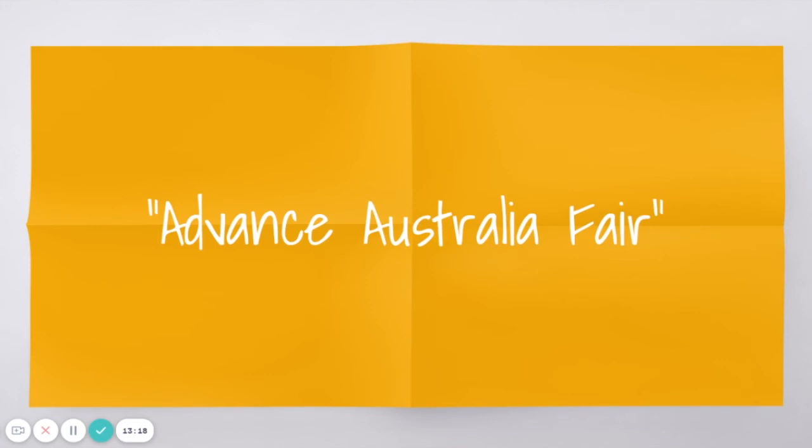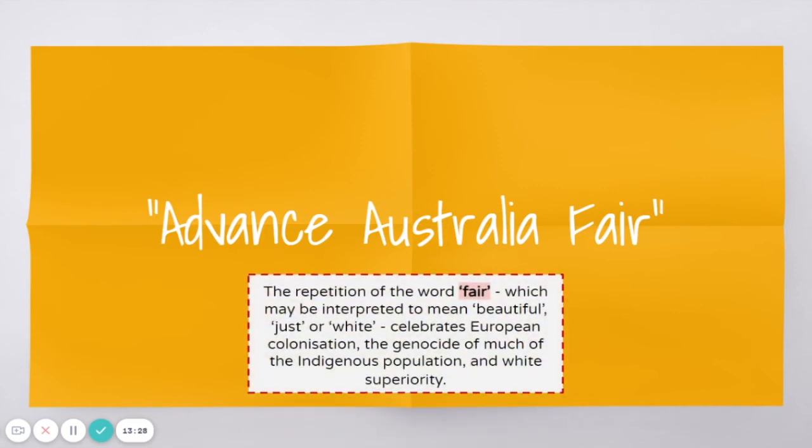Advance Australia Fair, the title of our anthem but also a lyric in our anthem, is also a really controversial lyric. It's controversial because of the repetition of the word fair, which could be interpreted to mean beautiful, or just, or justice, or white, as in fair-skinned. It celebrates European colonisation and the genocide of much of the Indigenous population and white superiority. So again, the word fair has a really problematic racial connotation.